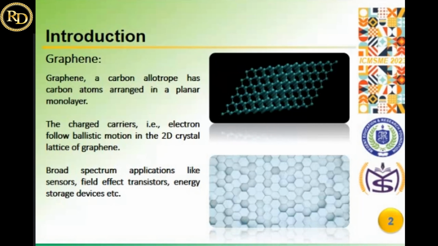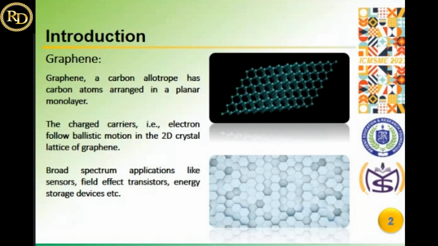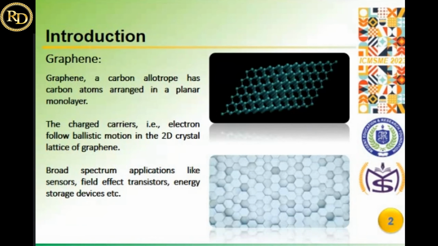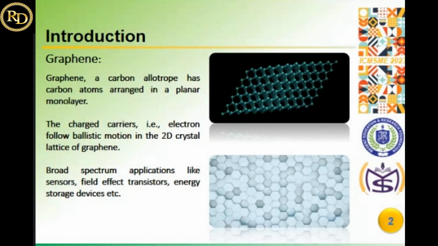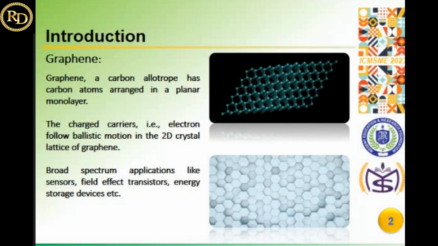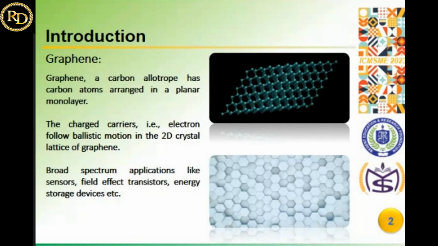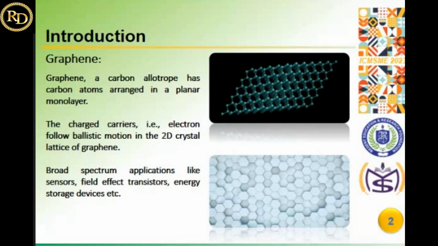Before going into the detailed work, we must go through an introduction. The main topic of our research is graphene, so first we should know what graphene is. Most people here know that it is a carbon allotrope, where the carbon atoms are arranged in a monolayer in a two-dimensional honeycomb structure.